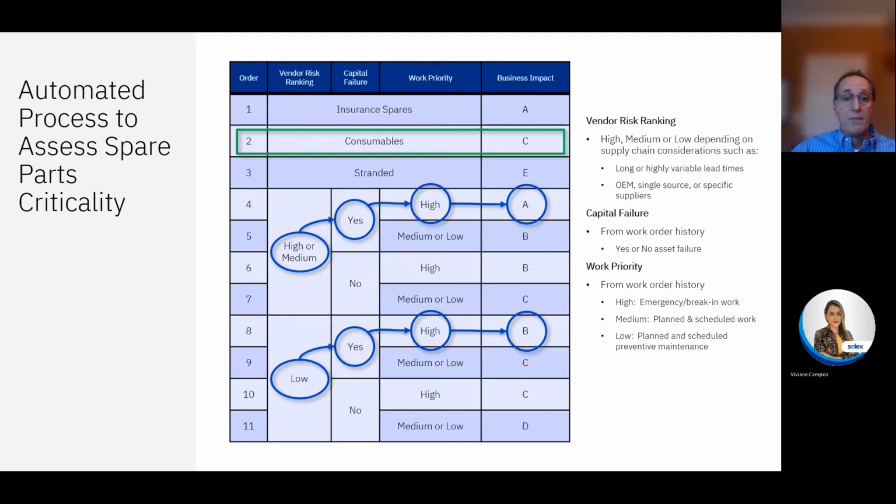What if it's a low vendor ranking? Capital failure is yes. Work priority is high. So it would become a B item, and so on and so on.